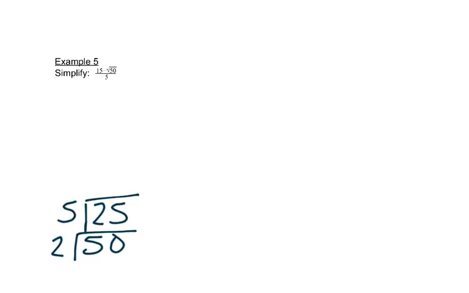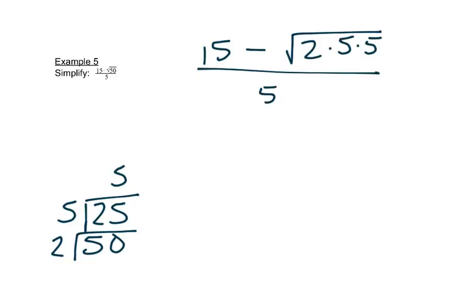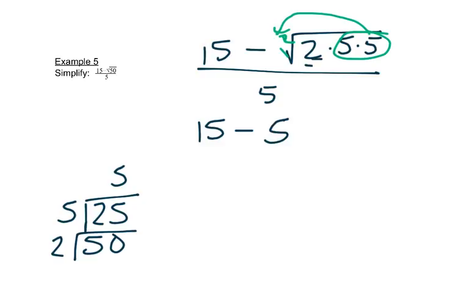Okay, so in this problem we need to deal with the square root of 50 first. So this is even. I can divide by 2 and I get 25. 25 ends in a 5, so I could divide by 5 and I get 5. So if I look at this, I'd have 15 minus the square root of 2 times 5 times 5, over 5. So again, if you don't see a number here, it's really a 2. It's saying I'm looking for things with a group of 2. It's a square root. So this 5 will come out, and that leaves me with 5. And this 2 is stuck inside because it doesn't have a group of 2.